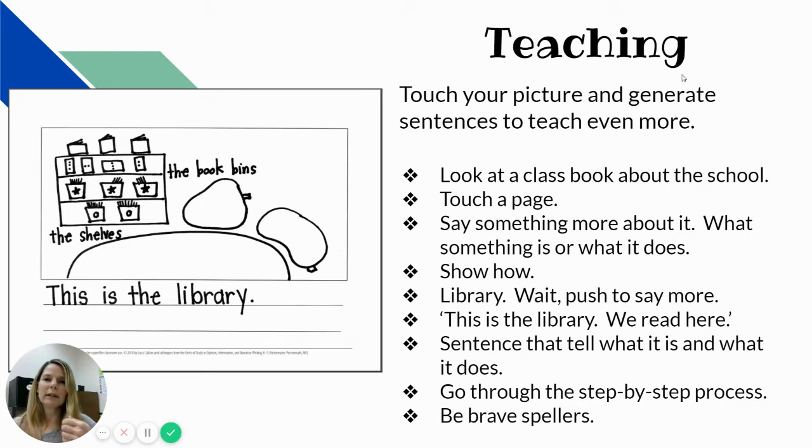Now, library is not a sight word. Library. So you need to drag it out, say it slowly, and listen to every sound you hear in that word. Library. So that's what I did. And I wrote the word library. So you see that sentence? This is the library. So remember, it may be tough to write those words that are not on the word wall, but you need to be brave spellers.